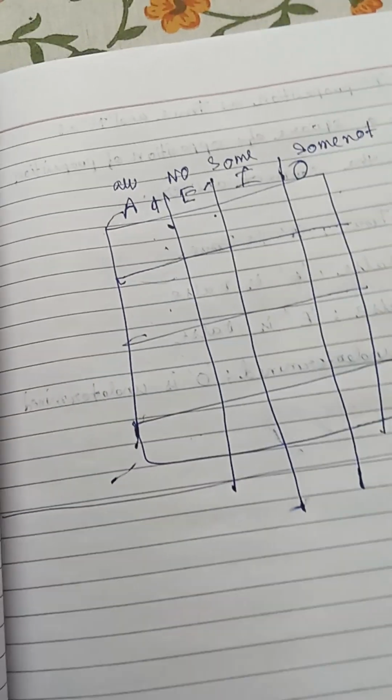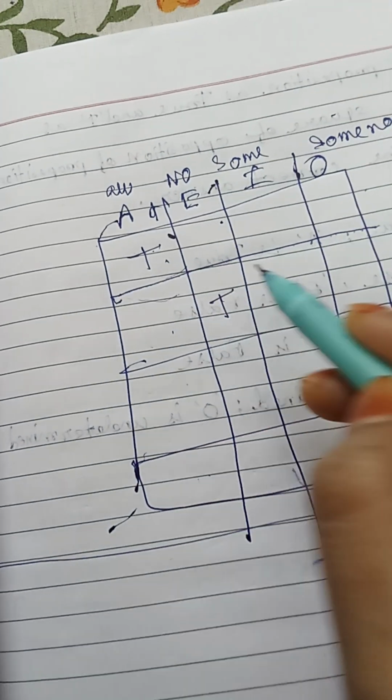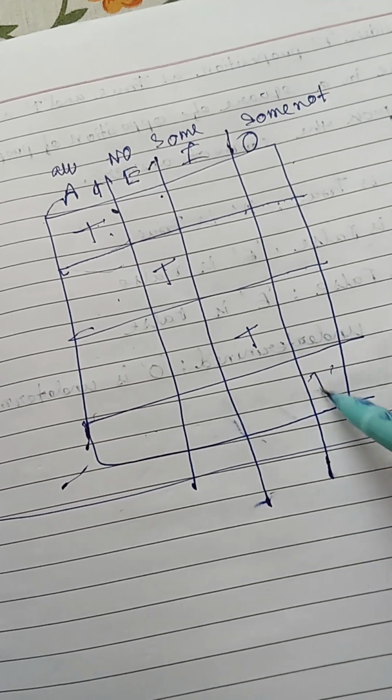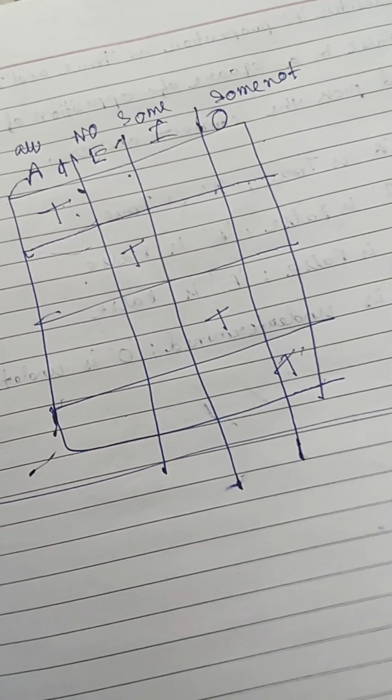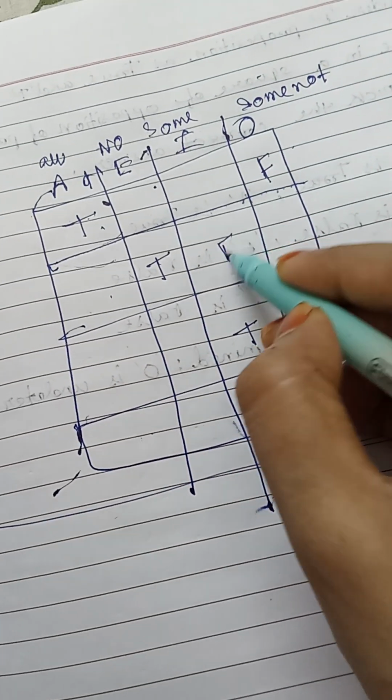Okay. Now we will write T diagonally, and from here we will write F as well.